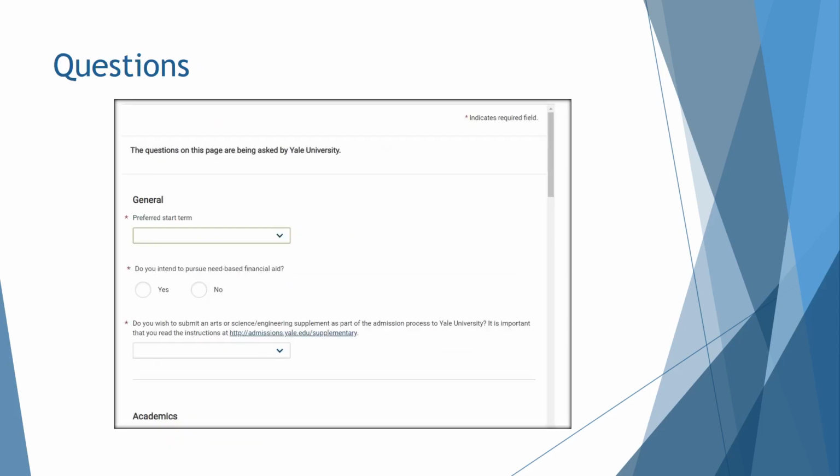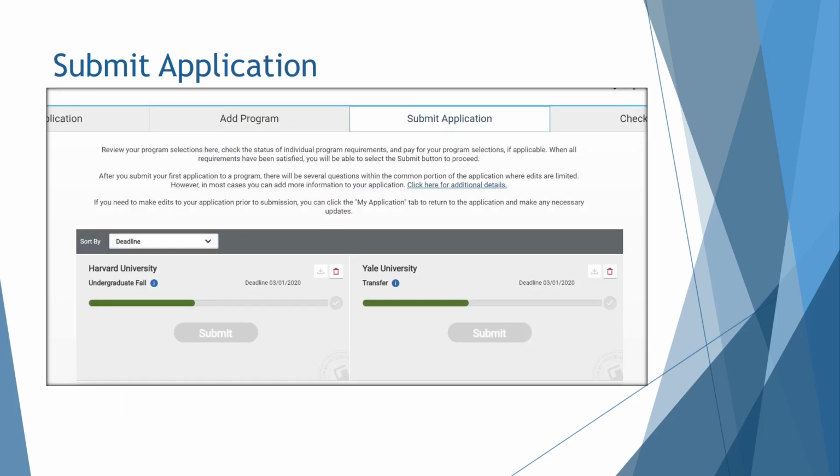Some colleges will ask additional questions related to your application. Again, accuracy is key. Finally, you will be ready to submit your application. You cannot click Submit until all required sections are completed. Once you submit your application, continue to monitor your email for information and updates from the schools to which you applied.